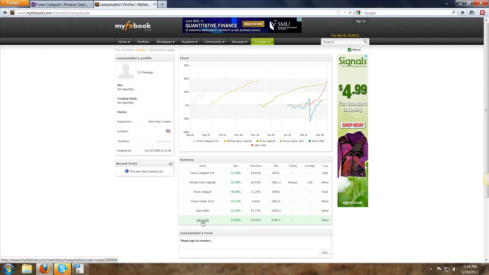So we have the CADX Rocks, which is our current CADX experiment. We have the 4X copier. We have the 4X catapult. It's running the CADX now, and you can feel free to check up on these at any time to see how our products are performing.